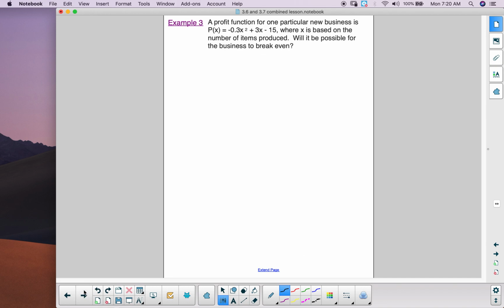A word problem. The profit function for a particular new business is p of x equals negative 0.3x squared plus 3x minus 15, where x is based on the number of items produced. Will it be possible for the business to break even? Well, to break even, that means the profit is equal to 0. So the profit function is equal to 0. So in this equation, you're going to put p of x equals 0.